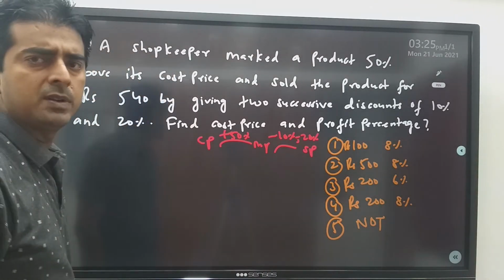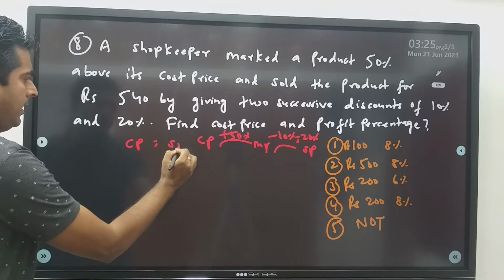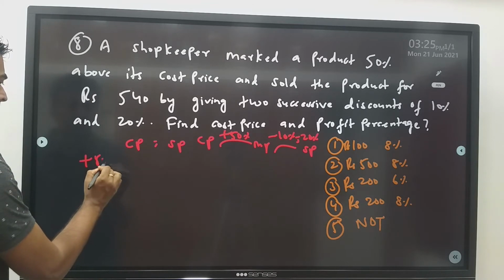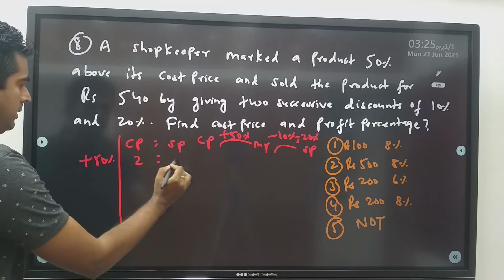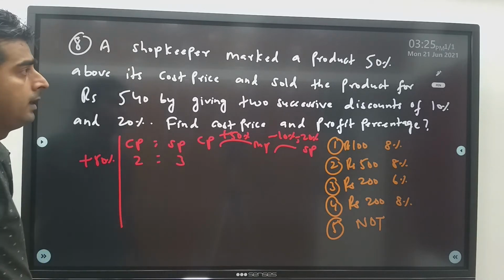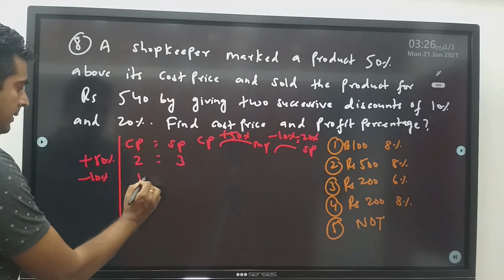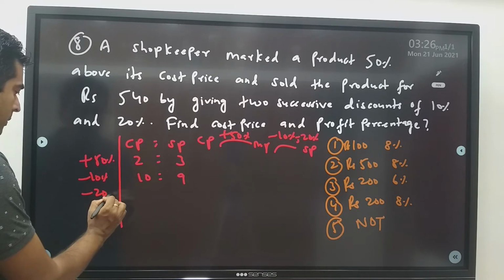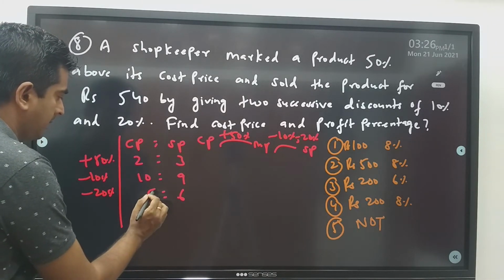Right? So this is based upon successive percentage change. So I am writing here CP, I am writing here SP. 50%, what is the fraction value? 1 by 2. If this is 2, this is 3. 10%, what is the fraction value? 1 by 10. If this is 10, this is 9. 20%, what is the fraction value? 1 by 5. If this is 5, this is 6.